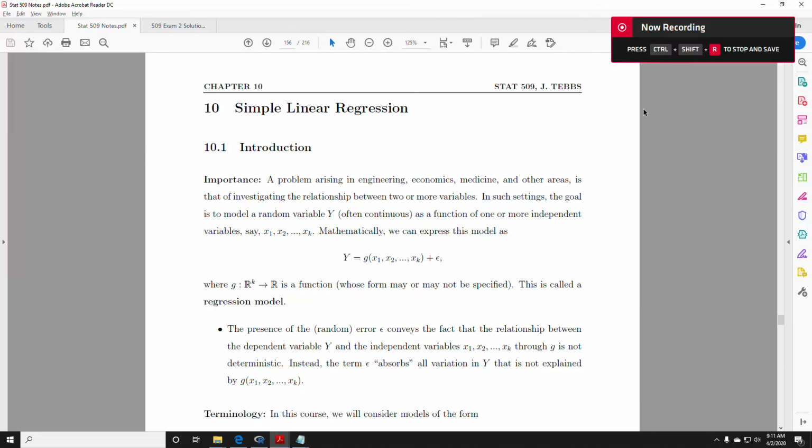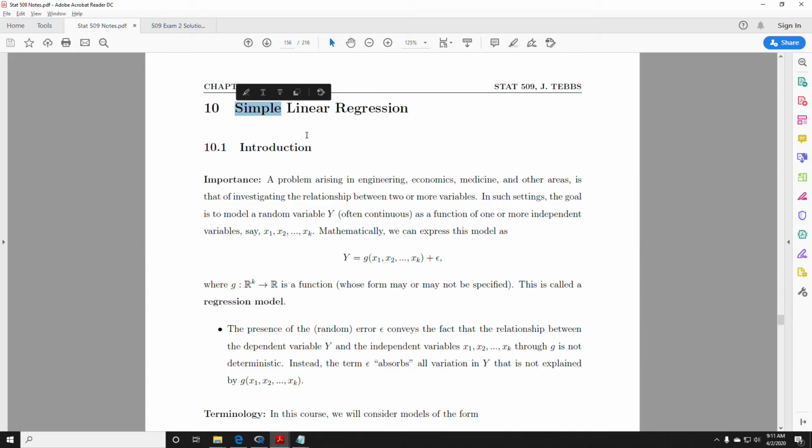All right, so let's continue on with the course material. The next chapter is chapter 10, Simple Linear Regression. Unfortunately, the word simple does not mean that it's going to be easy. It just means that out of the simple linear regression models, we are working with the easiest one, okay, but not necessarily easy. So, what is linear regression?